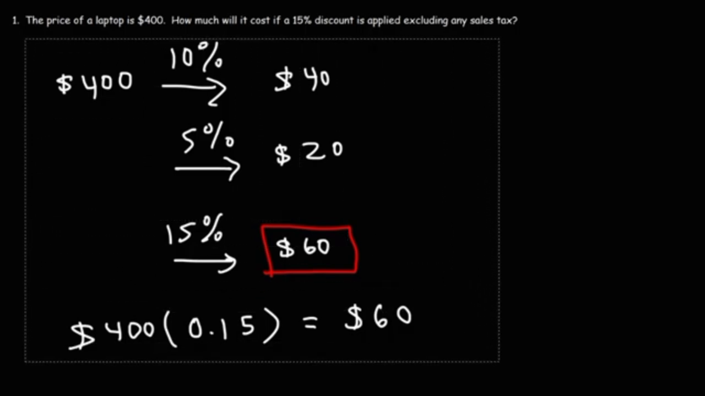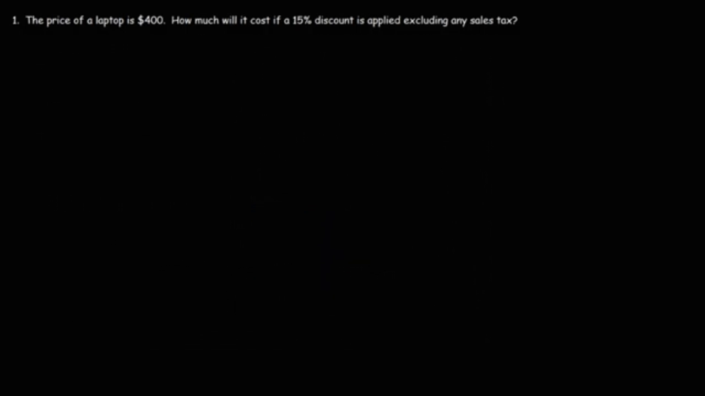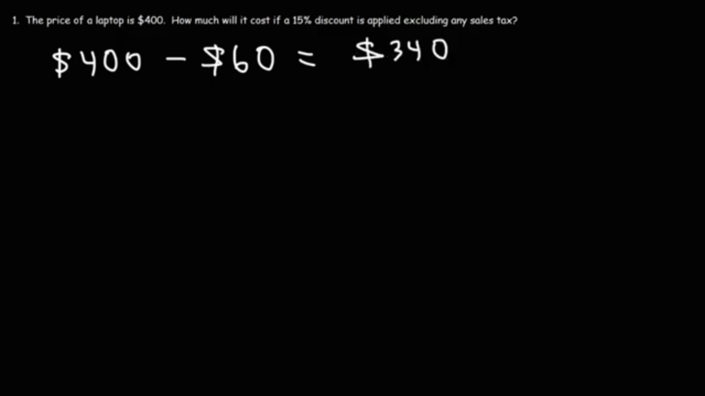So now let's calculate how much it will cost after a 15% discount. So the original price is $400. 15% of 400, we know it's 60. So we're going to discount the price by 15% or $60. The difference between 400 and 60 is $340. So this is the new price of the laptop after a 15% discount is applied.